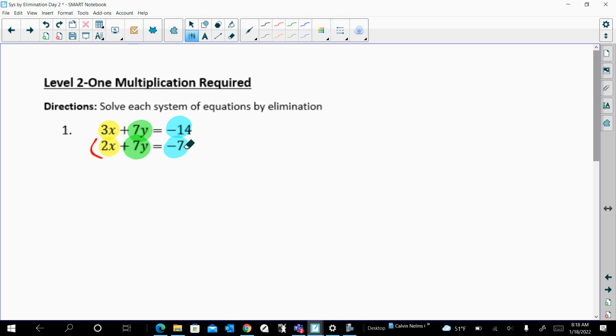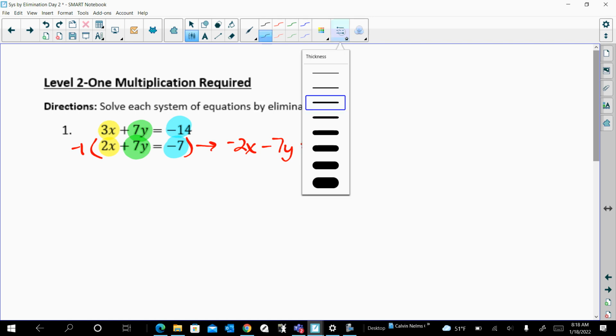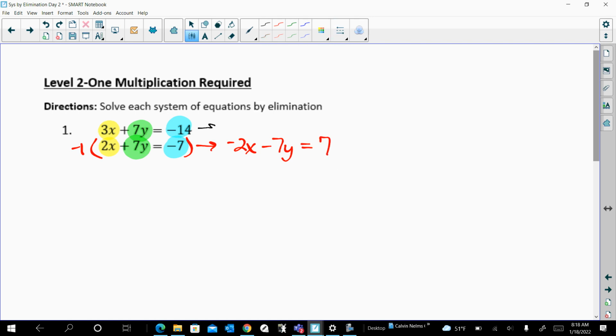Okay, so parentheses, I'm going to put it on the bottom, negative 1, and I'm going to rewrite it to the right here. Negative 1 times 2x now makes this a negative 2x, times 7y makes that a negative 7y, or minus 7y. Makes that now a positive 7. The top equation stays the same. So that's a 3x plus 7y equals negative 14. Now we're adding the two to eliminate the y's.